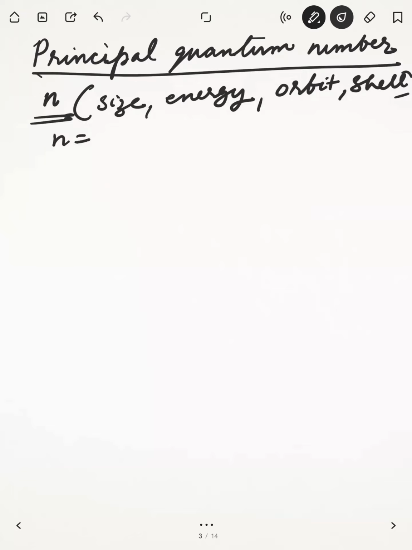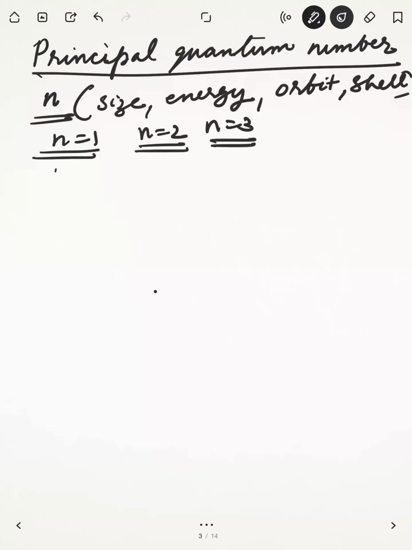N is equal to 1, smaller size. N is equal to 2, bigger size. N is equal to 3, again bigger size. Smaller the size, lesser is the energy associated with it. Now, this N determines the size, that is energy of the shell or principal energy level. Principal energy level. First shell, second shell, third shell, etc.